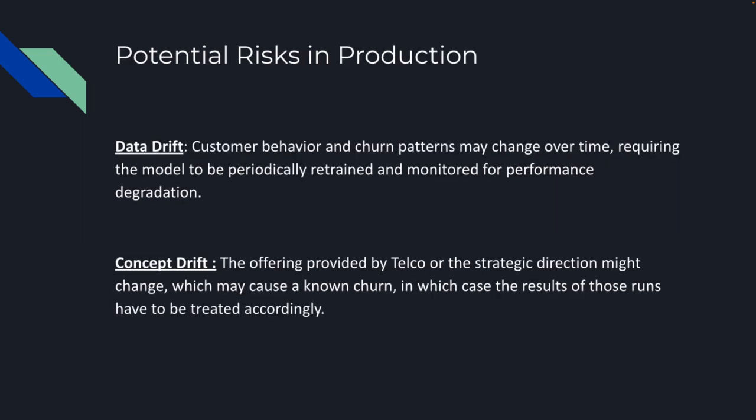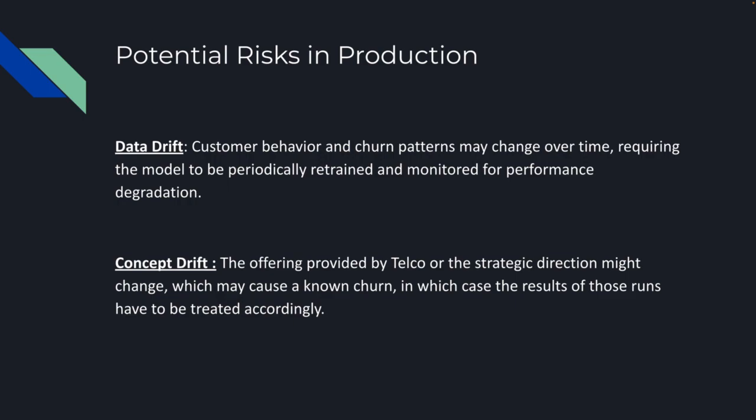Coming to the potential risks in production, the first is concept drift, because sometimes telcos change strategy and purposely want to shed a certain section of users, for whom churn will be expected. In such cases this model will start to predict a very high number of users as churn, and the model needs to be revisited.